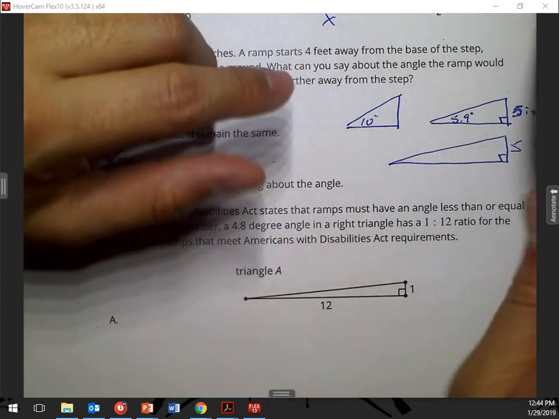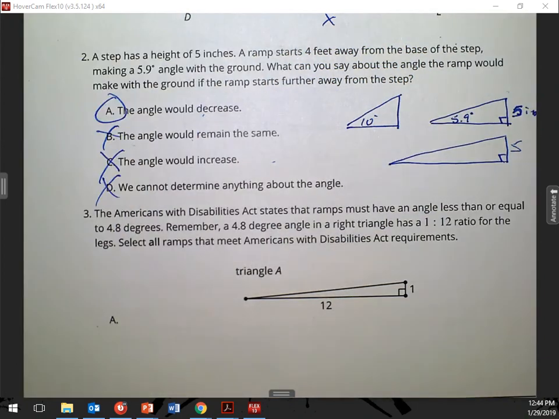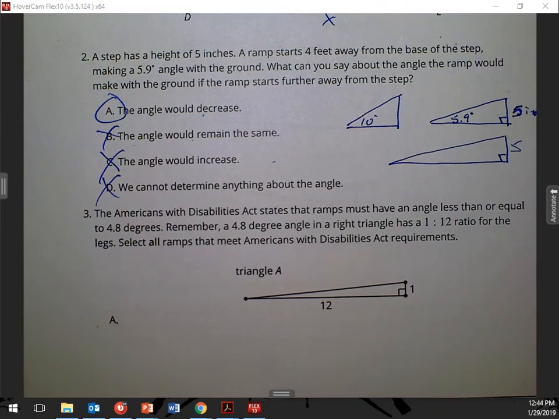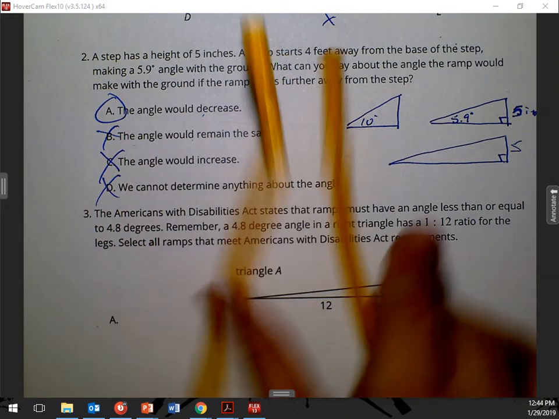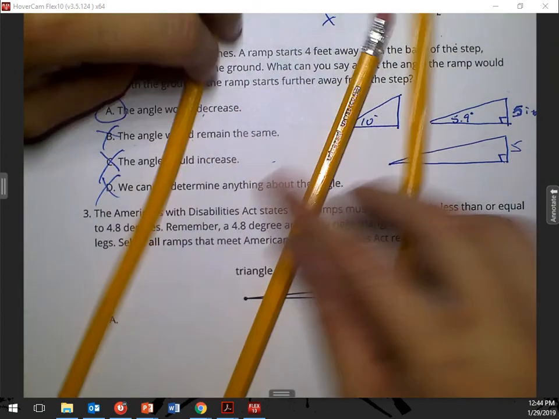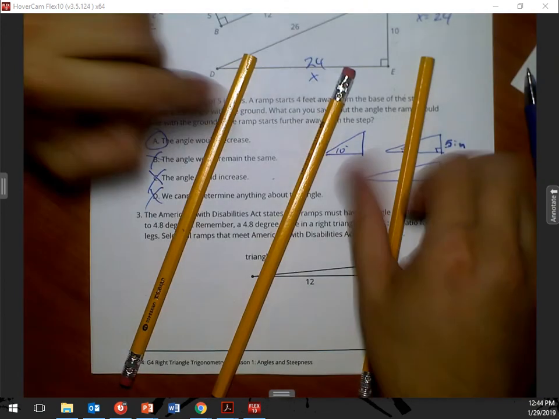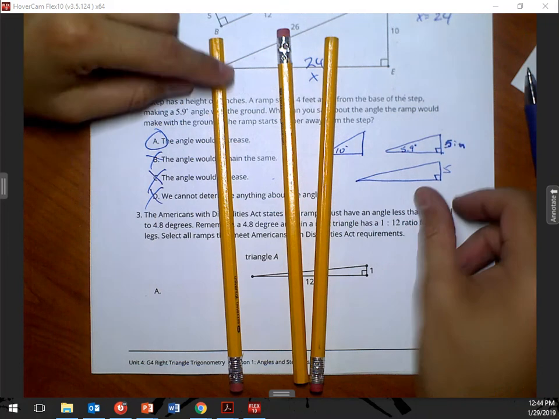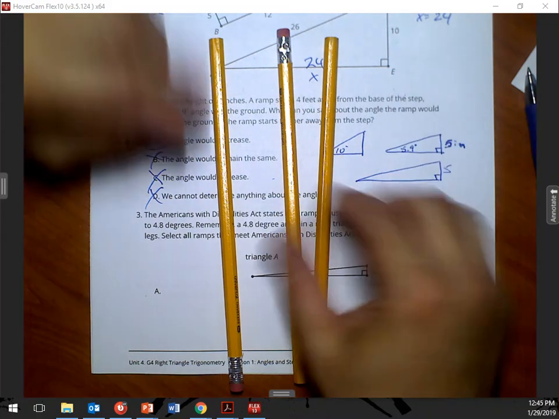Okay. If it gets bigger, it's increasing, and if it gets smaller, it's decreasing. I'm going to show you guys. I have pencils because we know the size of these pencils. We know the size of these pencils here.